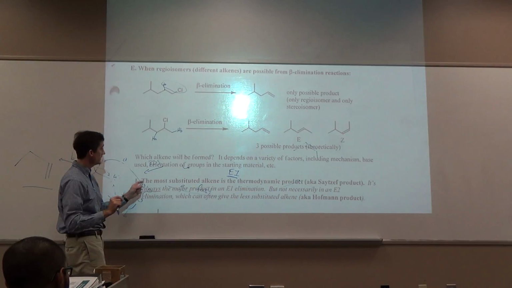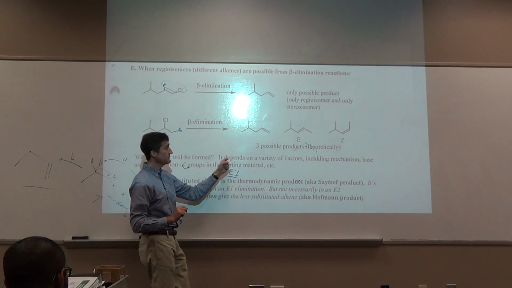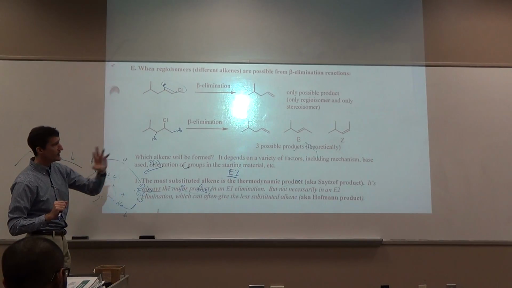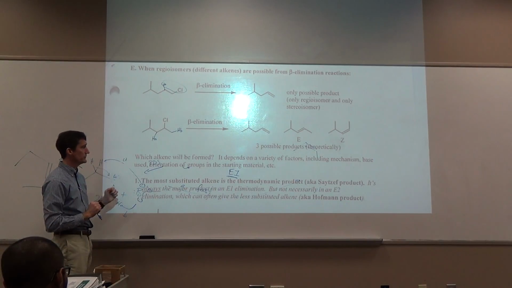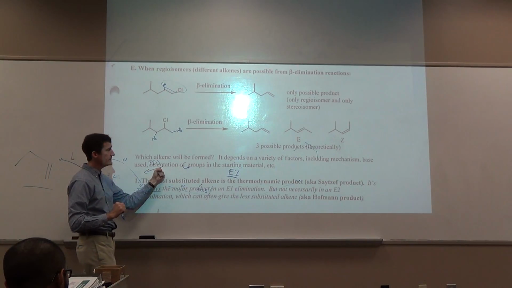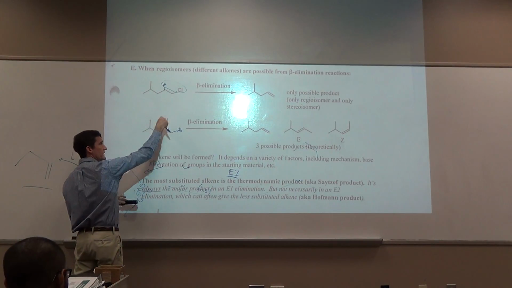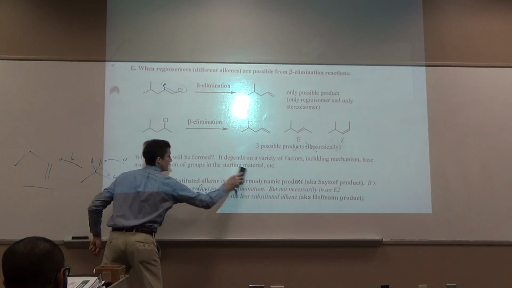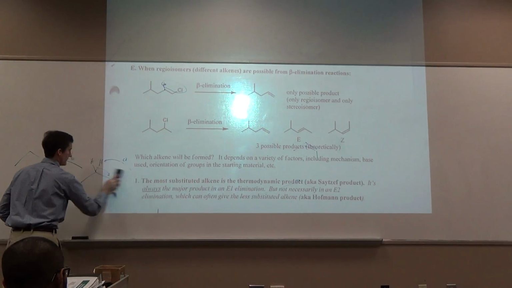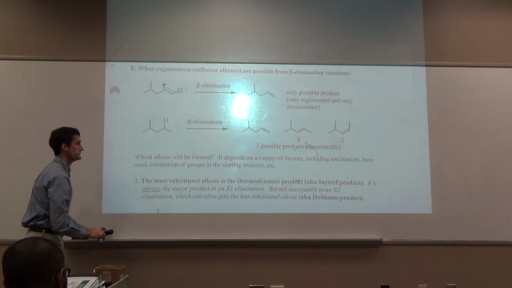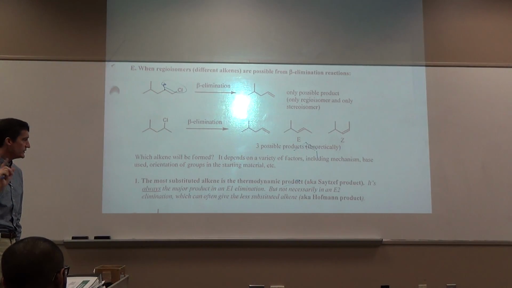Okay, I'll tell you again. Which alkene will be formed? It depends on a variety of factors, including mechanism. And the mechanism is going to include which base you use. And the orientation of groups in your starting materials. Because we may have stereochemistry here. It's going to depend. The easiest is E1.